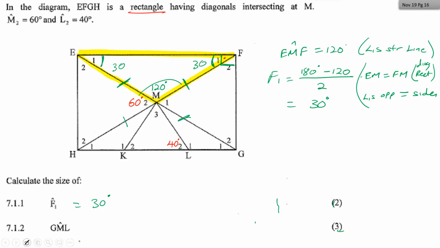The next question is to find GML. So if I want to find GML, let's put a mark on that. Now I'm looking for ideas that are going to help me find GML. Let me give you some time to think about it. Try it out for yourself before we get into it.